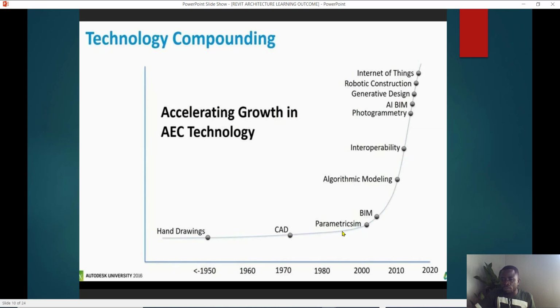Right from that time up to about 2000, parametrizing was introduced. So now you can model with parameters, with building parameters. It was improved around 2004, when we had BIM introduced on a commercial scale. Then algorithm modeling was introduced into it. Interoperability was also fused in. So this is where, for your file, probably in Revit, you can send it straight into DWG.